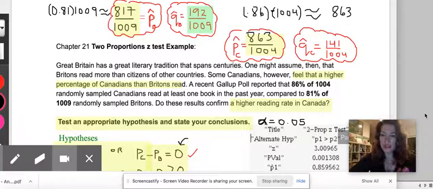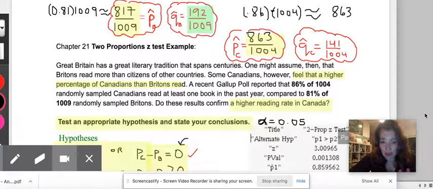Hi everybody, in this video I'm going to go over an example of how to do a two-proportion z-test. Let's take a look at the example, and at any time you could pause the video and read it and try the problem on your own.